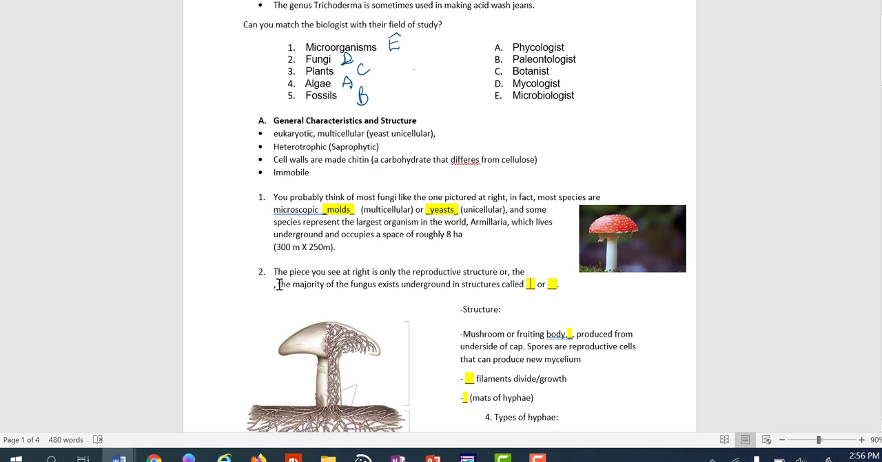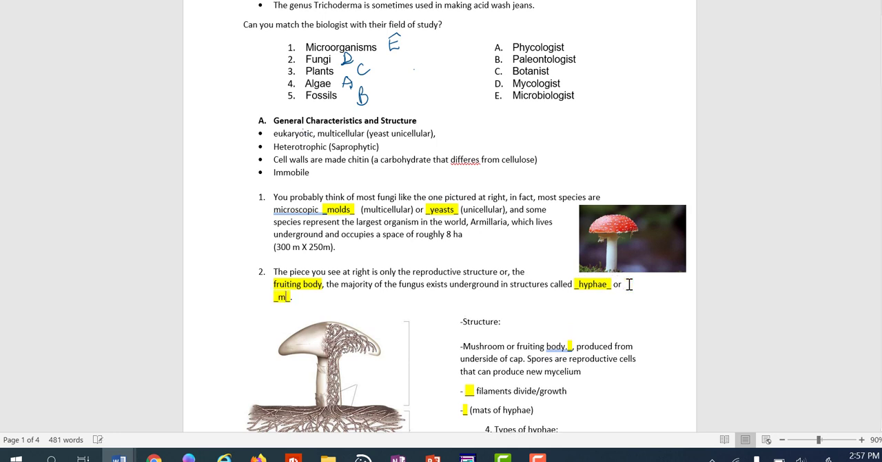So the piece that you see at right here, this is what we actually call the fruiting body. So I missed that spot over here, but that is the fruiting body, which is primarily its reproductive structure. All right. And then the network of mesh-like hairs and stuff that we don't typically see, those are referred to as the hyphae. So individually they're hyphae, collectively the whole network is the mycelium. All right.